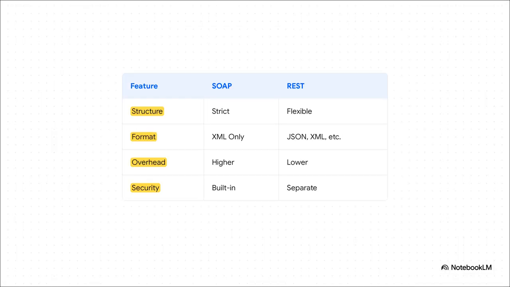And if we break that down a bit more, you can really see the trade-offs. REST is super flexible. It can use modern formats like JSON. It's lightweight, uses less bandwidth, which is exactly why it's taken over the world of cloud and mobile apps. SOAP, on the other hand, is strict. It's XML only, and it's a bit heavier. But, and this is a huge but, its security standards are baked right into the protocol itself. It's not something you just tack on later.